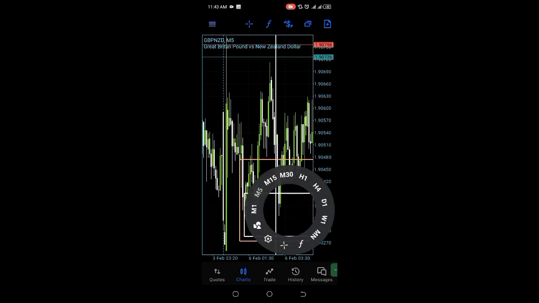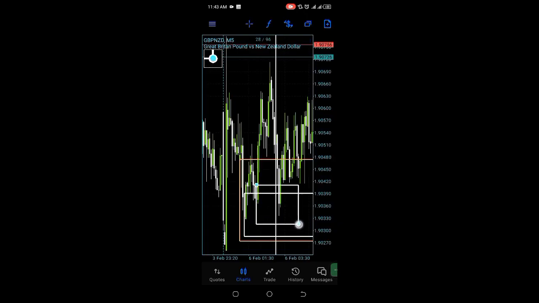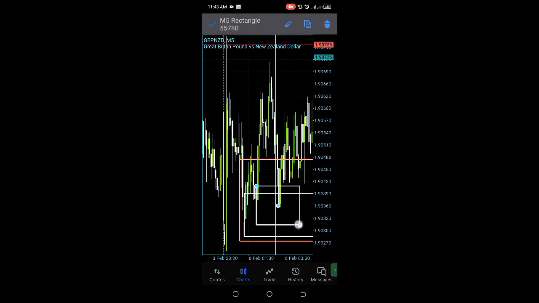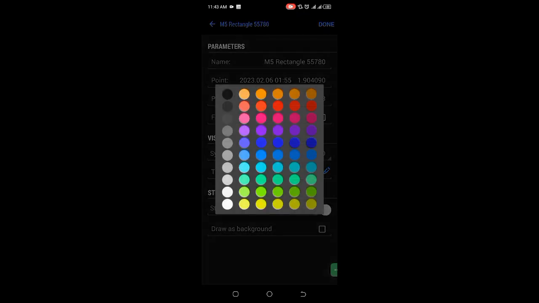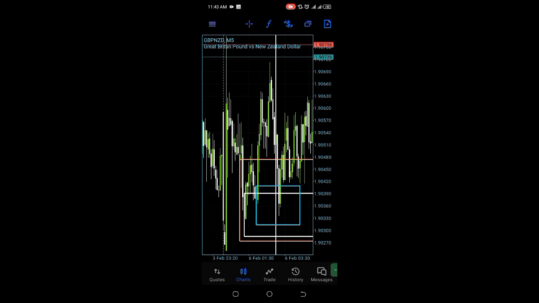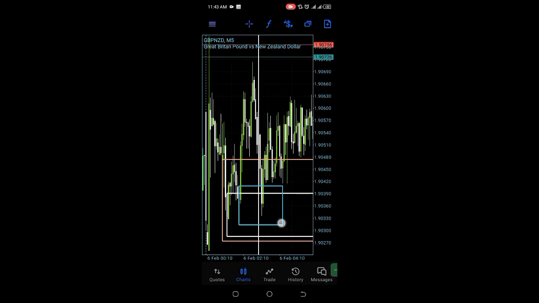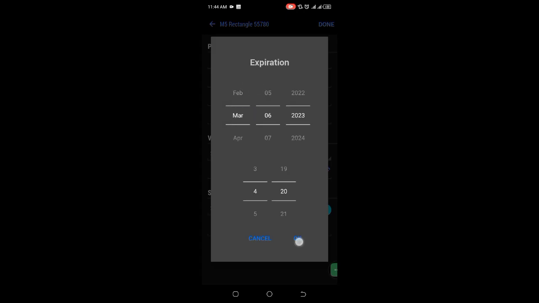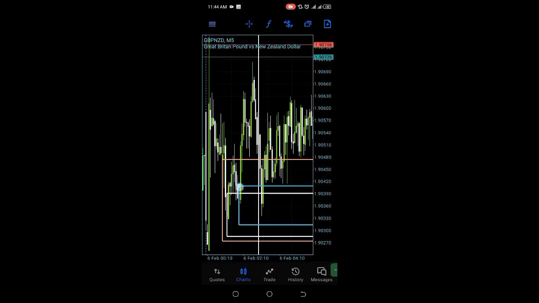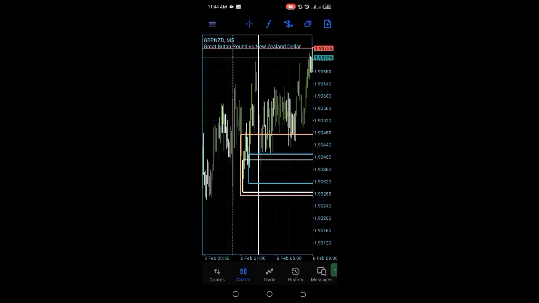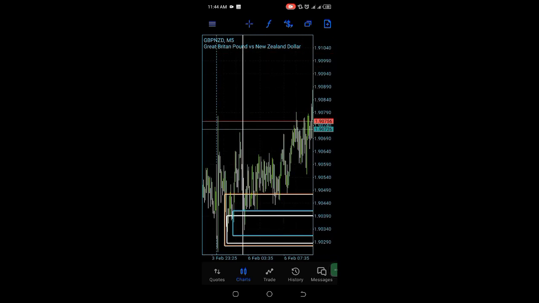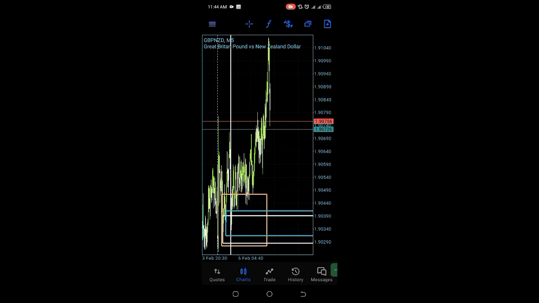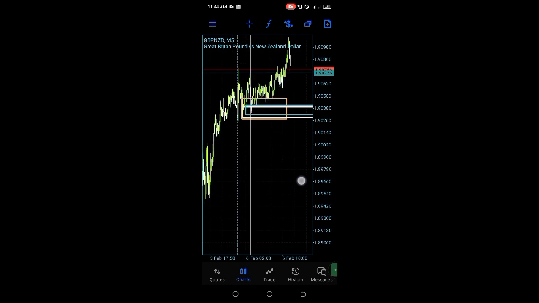Okay, of course you can actually play with this zone here. There's one here. You can play with this. I'm just going to change the color here. So you can play with that zone if you want to. Yeah, which is also nice. So of course price came into that zone, but for me I would like to play with the one below.